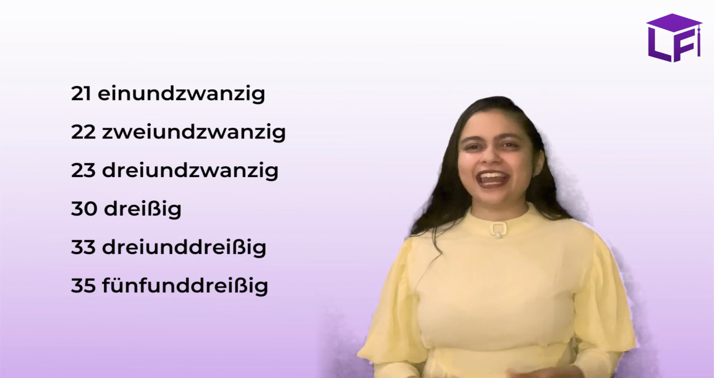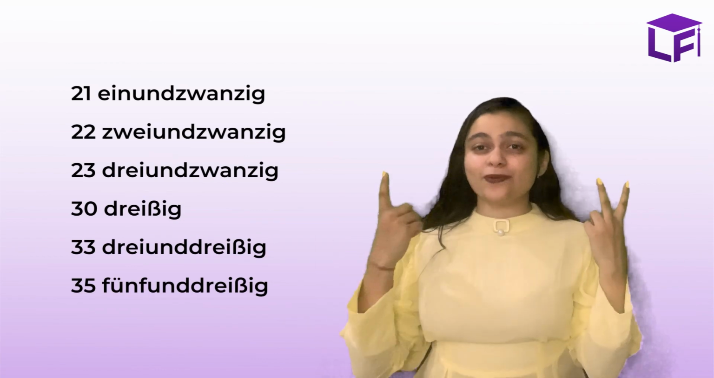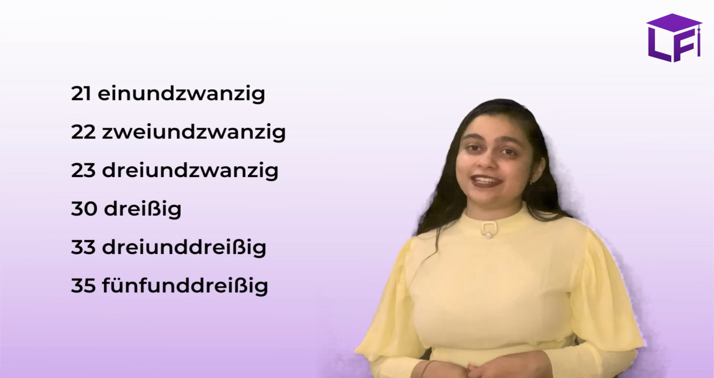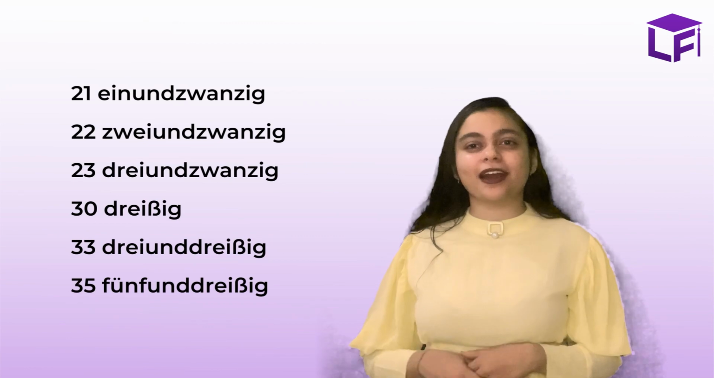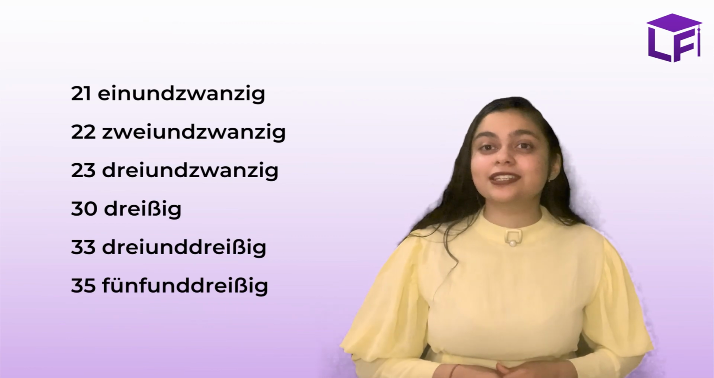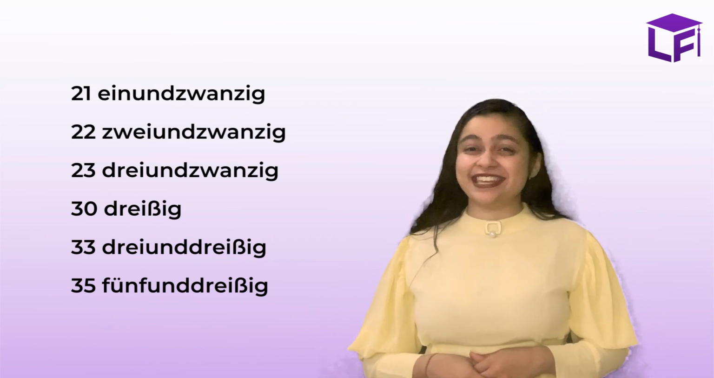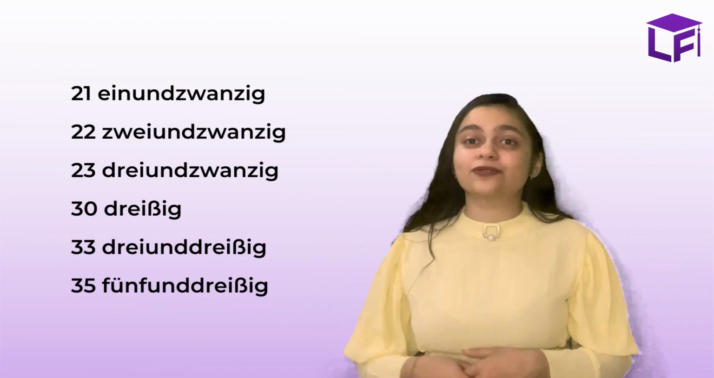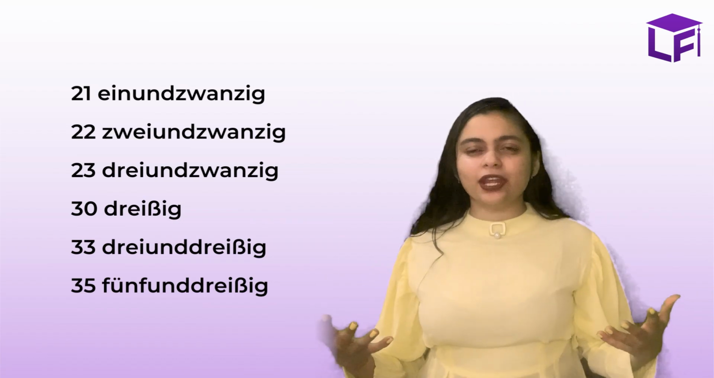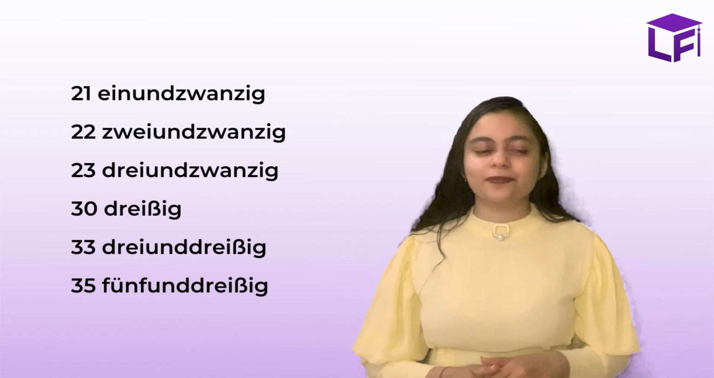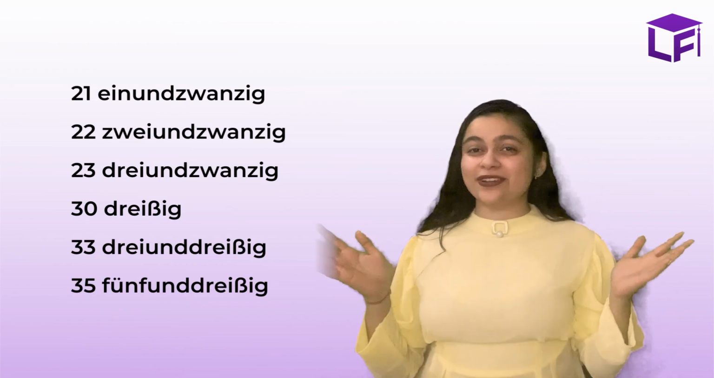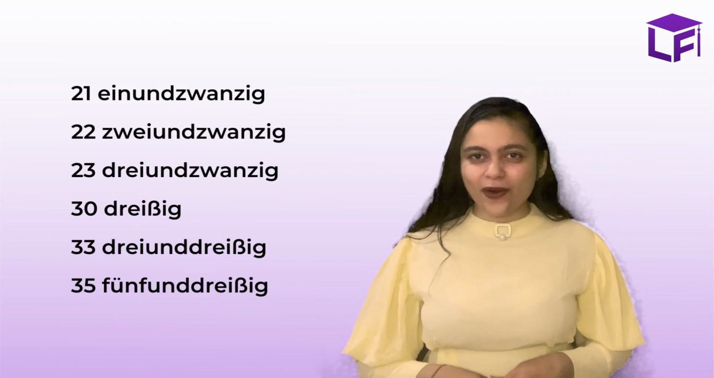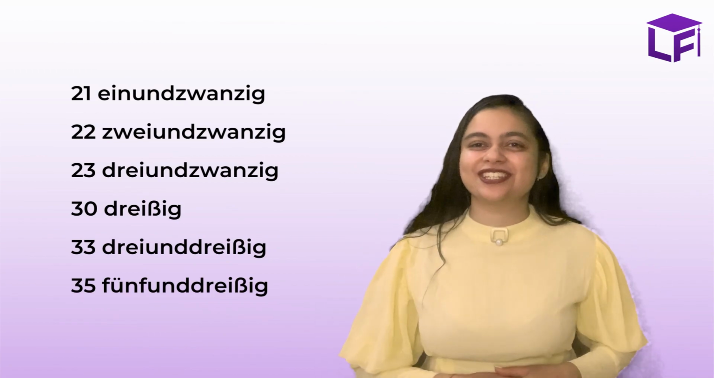That's right. Let's do it together. So, 21 is pronounced and written as 1 and 20. So, in German it becomes ein und 20. Yes, I know, right? It's a big word. But if you break it down into 3 pieces, it becomes very simple. It becomes 1 and 20, since I already told you, und means and. That's right. So, ein und 20.